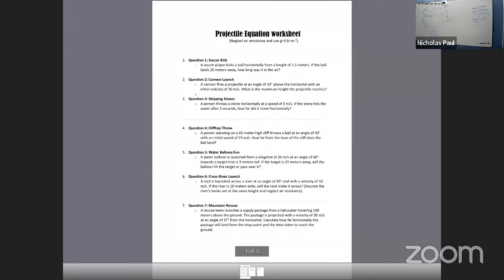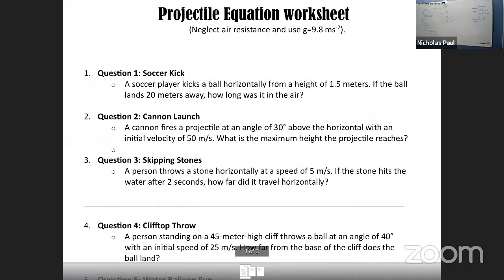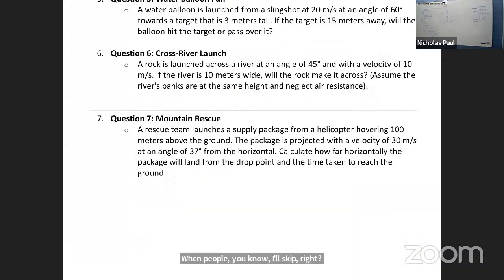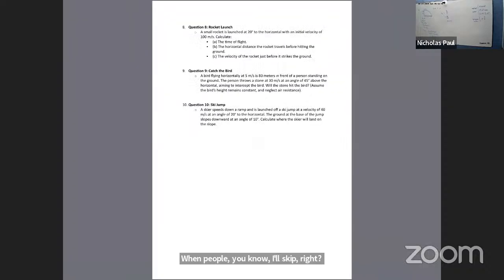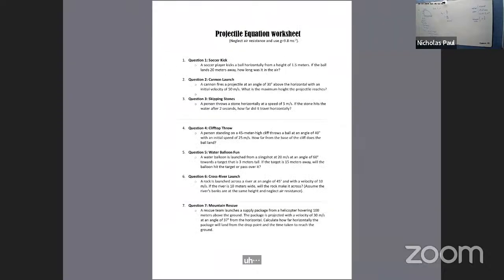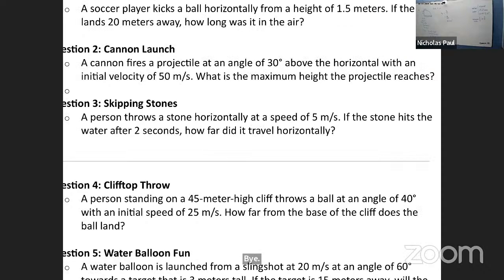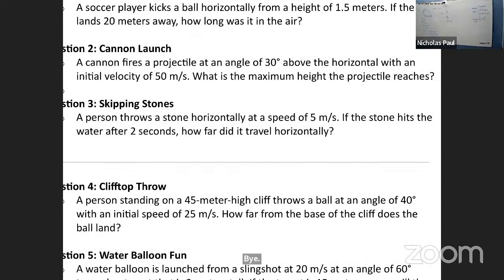Right, one thing going up. That's a real nice one. I want one that really flies.